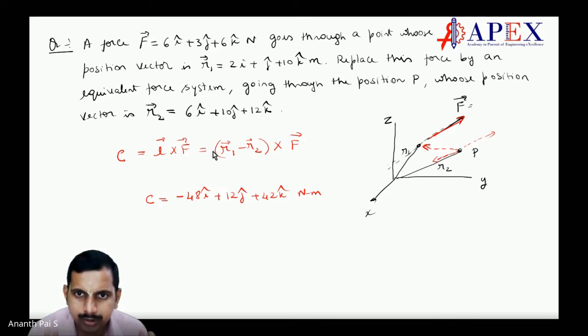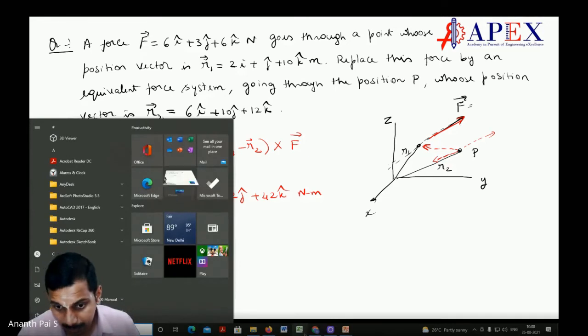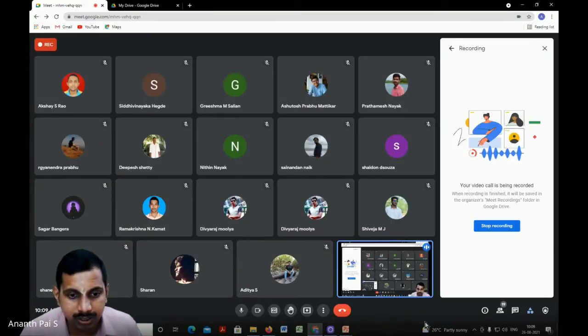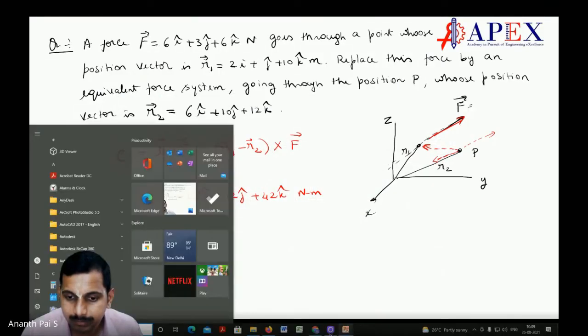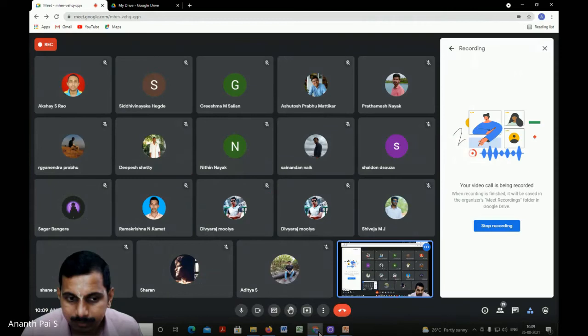How many of you understood how to do this? How many of you did not understand the method? Why did I do it? How many of you did not understand? Aditya. Okay. Aditya, what did you not understand? Shane, what did you not? Yeah, Aditya, tell me what you did not understand. Yes, sir. I didn't get why R1 minus R2. Only that R1 minus R2.